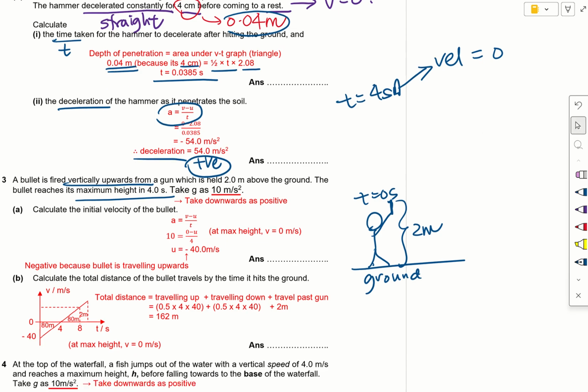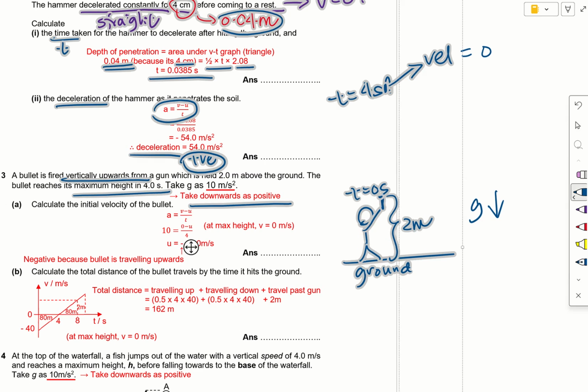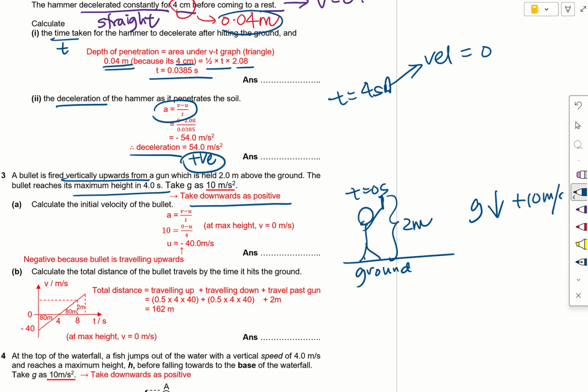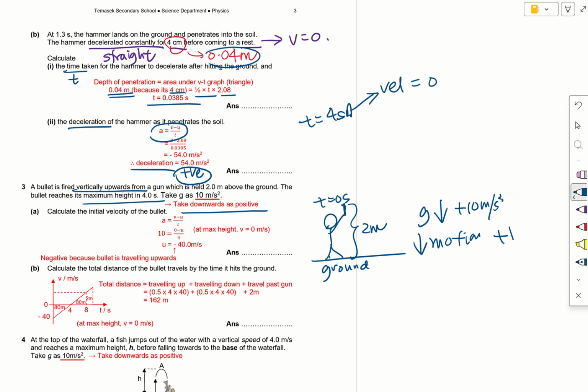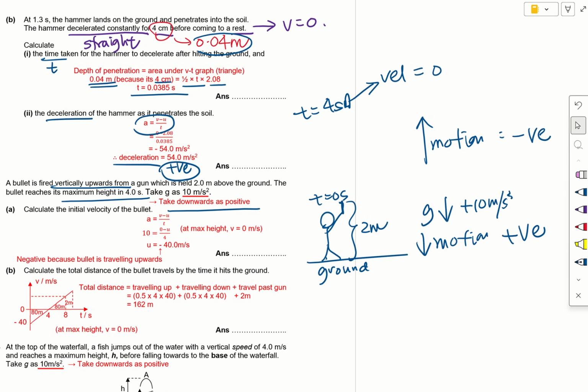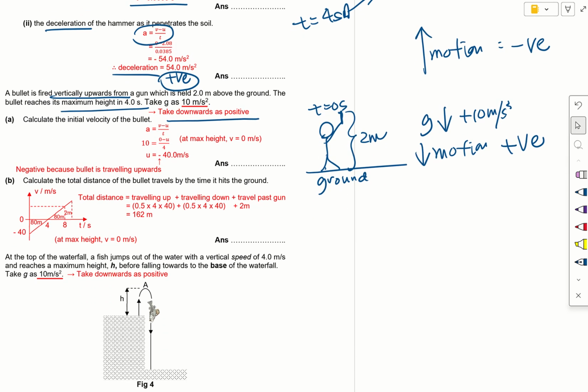Then they say take g as 10 meters per second square. So again, we need to take downwards as positive because g is always acting downwards, and it is given a positive value of 10 meters per second square. That means downward motion is also positive. That means upward motion will be negative.